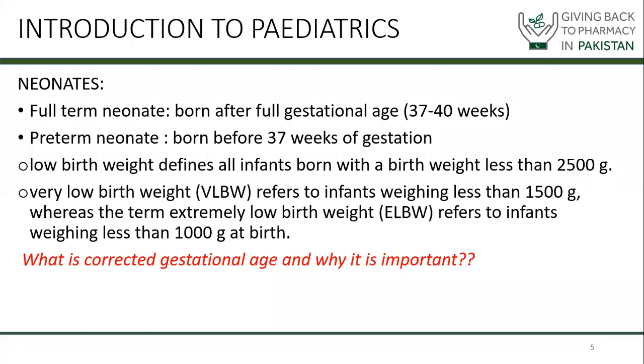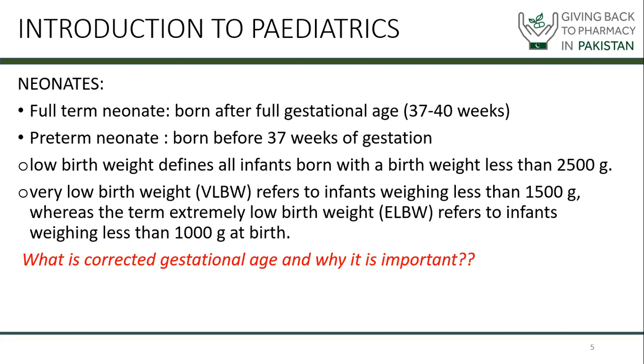So what is corrected gestational age? Basically, corrected gestational age is the actual age of the baby plus its gestational age. Means, say, if a baby is born at 32 weeks and it has been about 1 week since he was born, then 1 week plus 32 weeks equals 33 weeks. So this is called corrected gestational age.